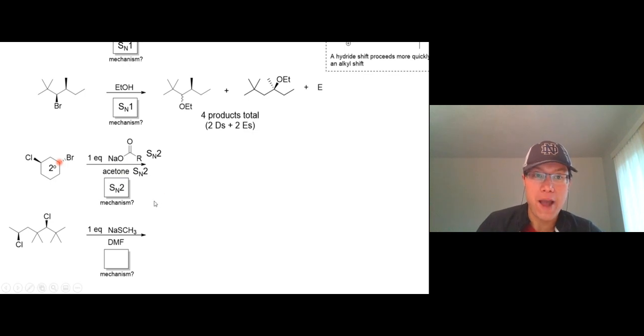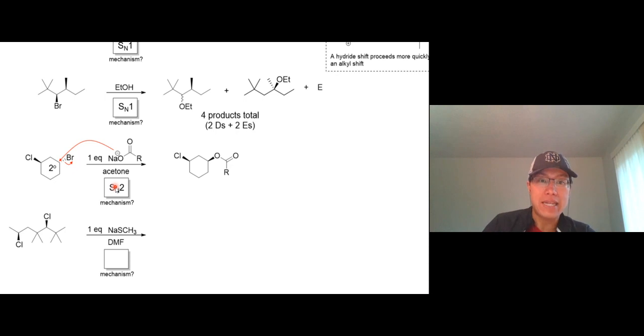Now, SN2. We have a negative charge on oxygen, so oxygen is going to go to the carbon that can proceed faster. Bromine leaves faster than chlorine, so we attack that carbon. And this is an SN2, so inversion of configuration from a dash to a wedge. Backside attack.